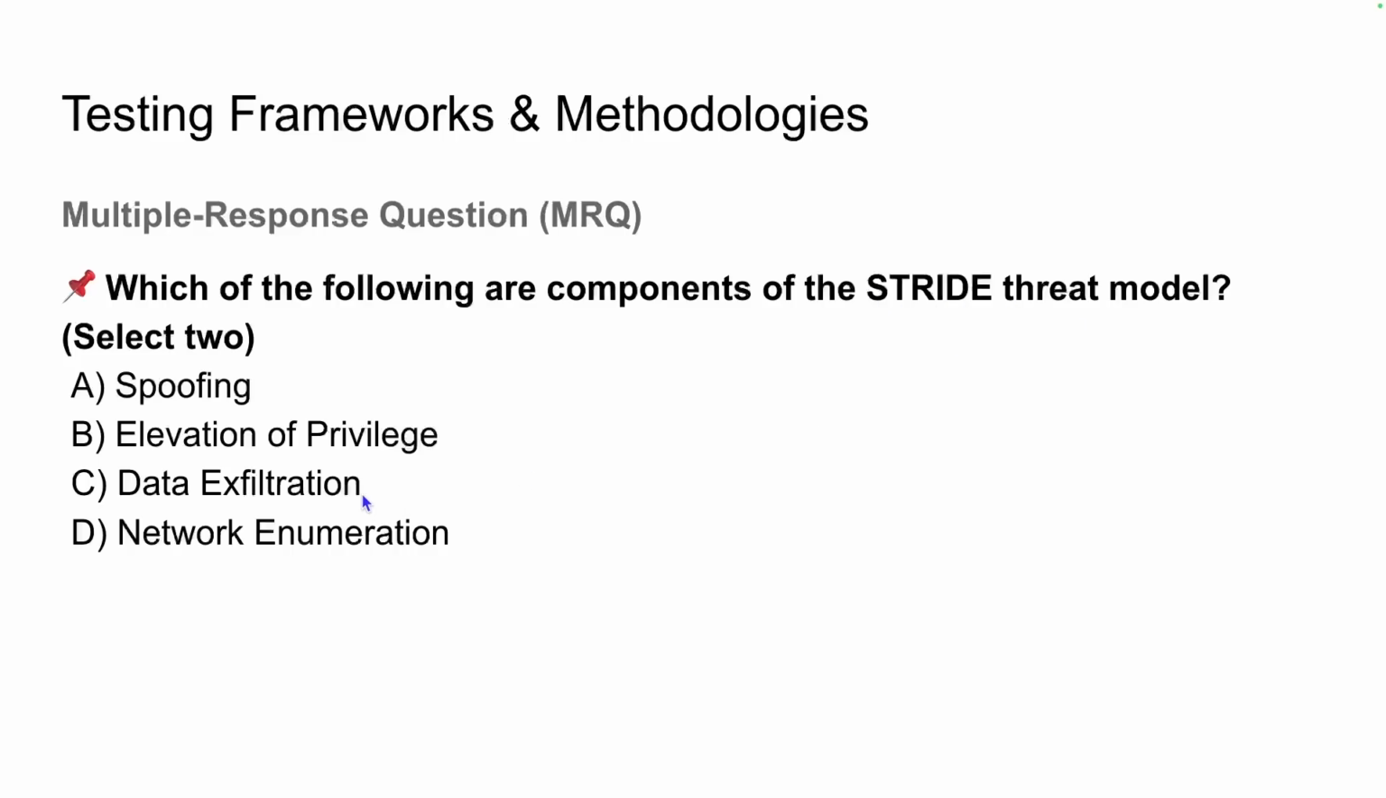So spoofing, elevation of privilege, data exfiltration would be the 3 responses that we would look at. I would say spoofing is definitely one of them, and I would say data exfiltration would be the other one as well. So let's see if it's A and C. It's actually A and B. So it's spoofing and it's elevation of privilege. So data exfiltration is probably, I thought it was in there, honestly. Maybe I'm thinking about something else. But okay, there we go. So we have spoofing, elevation of privilege. There we go.